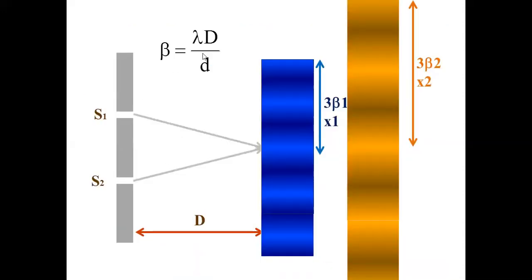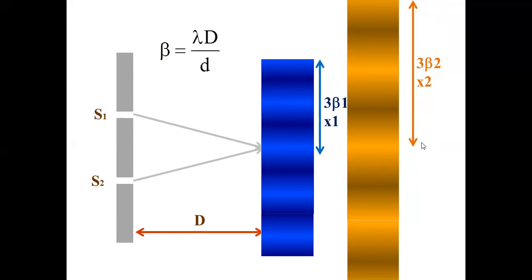Okay. Beta is equal to lambda D by d. We know it. This is the central bright fringe for blue, but the next blue is very close because lambda less, beta less. What about red? Next red is far away. So where is the third bright fringe of blue? Blue bright, black. Again blue bright, black. Again blue bright. So here is the 3 beta 1 for the first blue fringe.